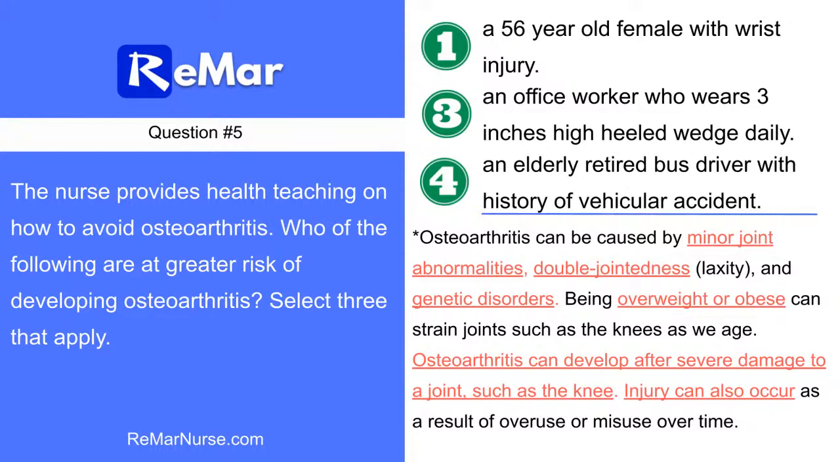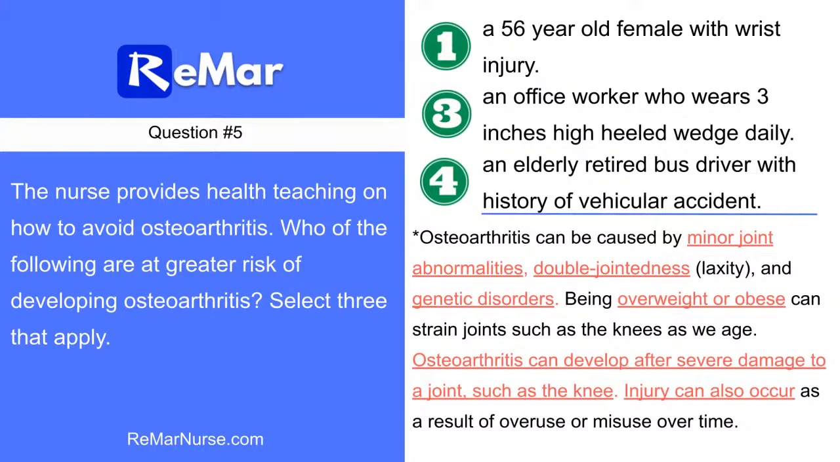So she has a wrist injury at that age, and this is somebody who definitely can be at risk. The office worker who wears 3-inch high heel wedges daily is going to be putting some stress and wear and tear on the joints. Every day you're wearing 3-inch heels. And then number 4, the elderly retired bus driver. So this is just an older person. They're elderly in general, and they have a history of a vehicular accident.